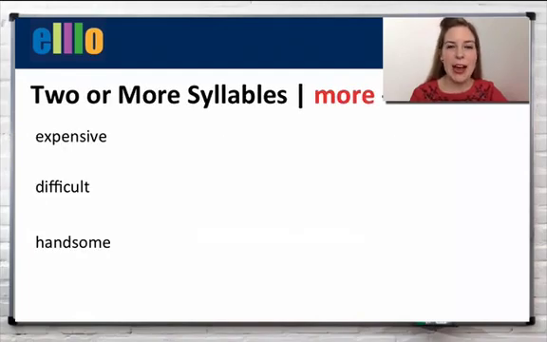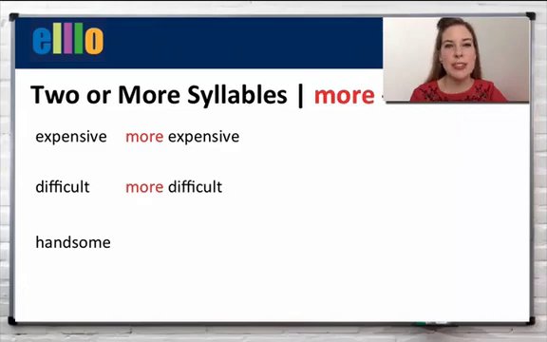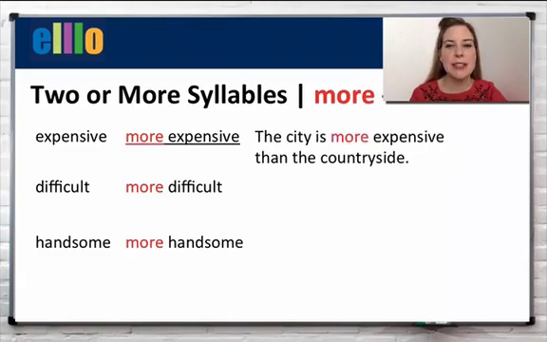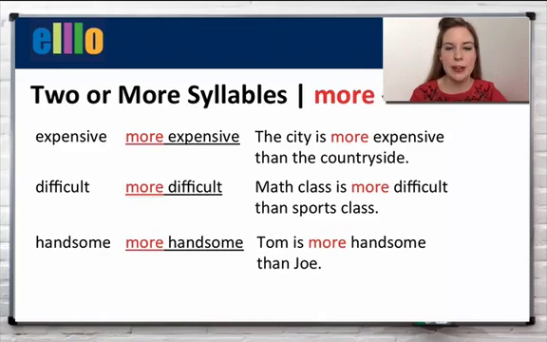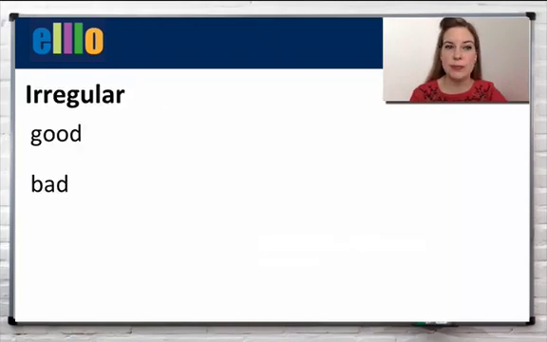Then finally, we have two or more syllables without the special endings. In that case, we take on the word more in front and keep the adjective in the base form. So we have more expensive, more difficult, more handsome. So more expensive, the city is more expensive than the countryside. More difficult, math class is more difficult than sports class. More handsome, Tom is more handsome than Joe.